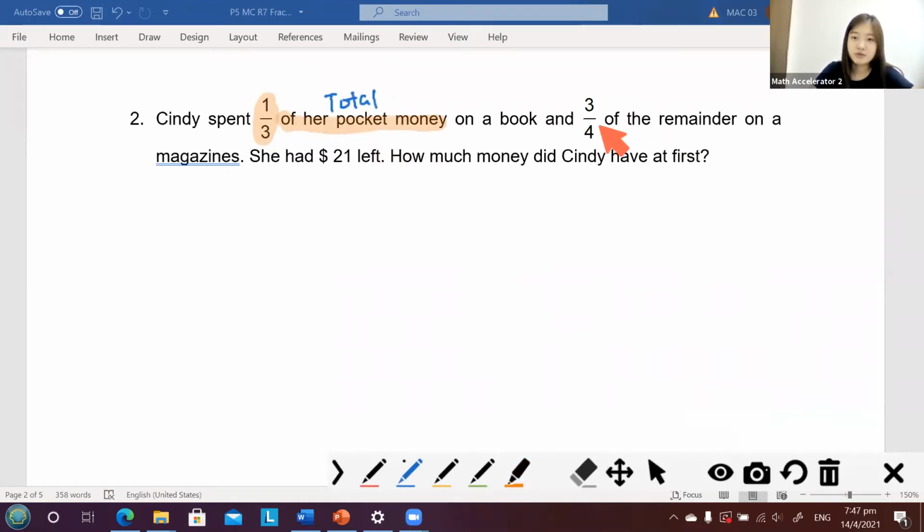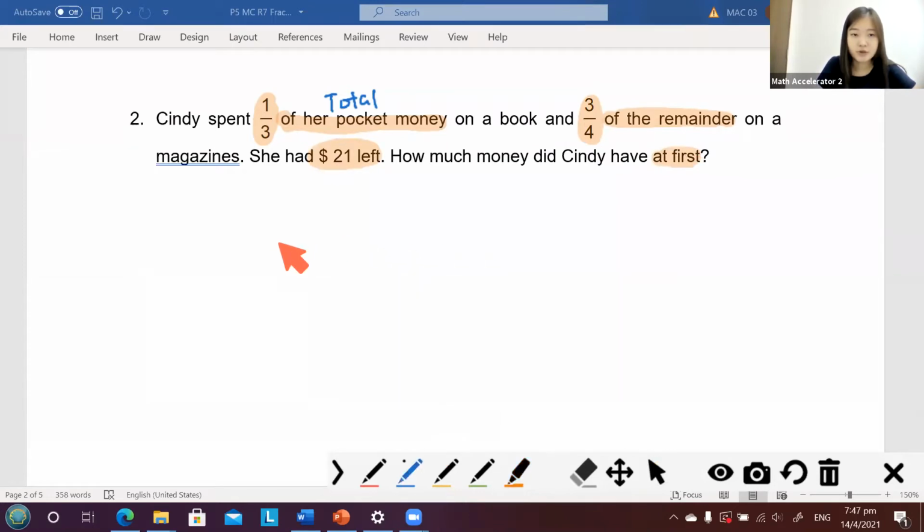Okay, and 3/4 of the remainder on magazines. So the 3/4 is belonging to the remainder, not the total. Remember your fraction, you must take note, what does it belong to? So this 3/4 belongs to the remainder. So that's the very first step. You read the question, you must understand it first. She had $21 left. How much money did Cindy have at first?